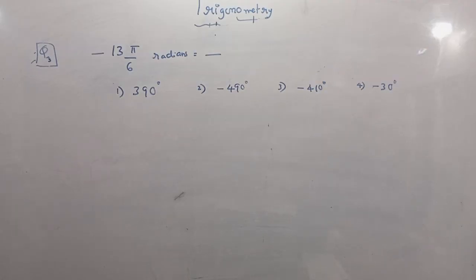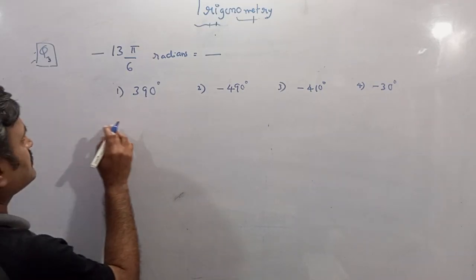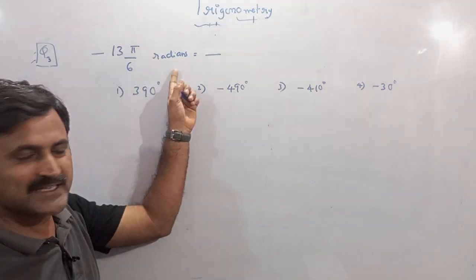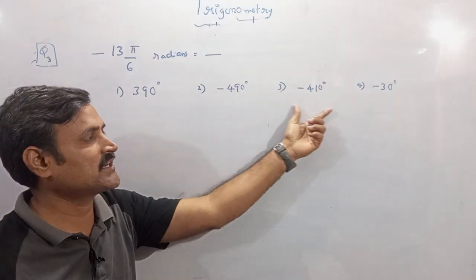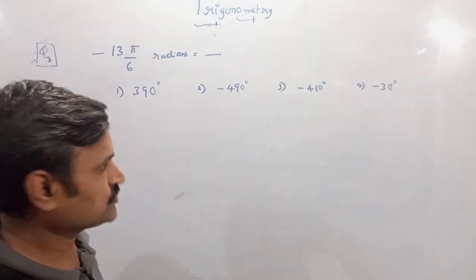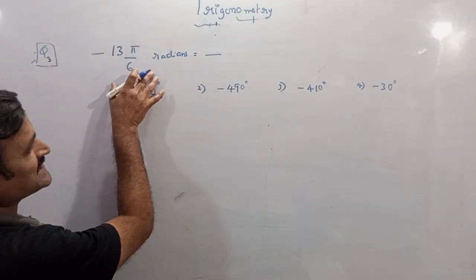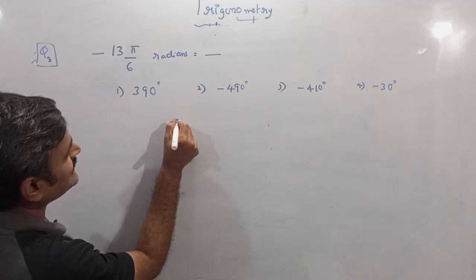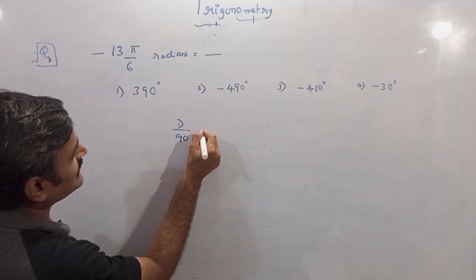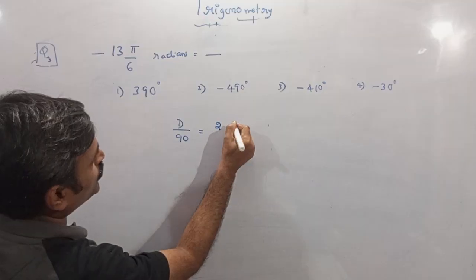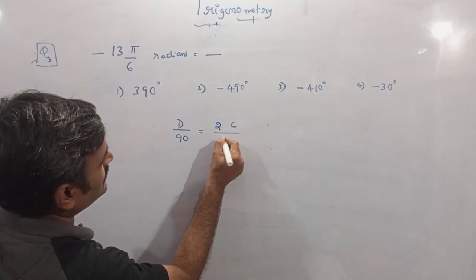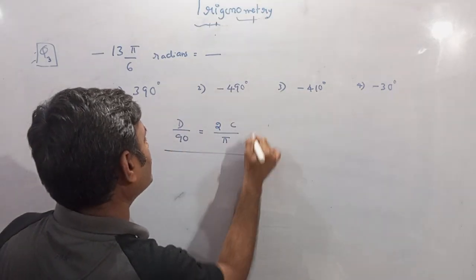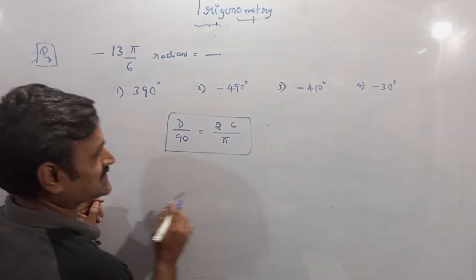See dear students, see the next question. Minus 13 pi by 6 radians, you have to give that answer in degrees. Any one of these options should come. So what is the radian and degree relation? Once again, see, D by 90 is equal to 2C by pi. So the C value is already given. The given C value we will substitute in the formula to get the D answer.